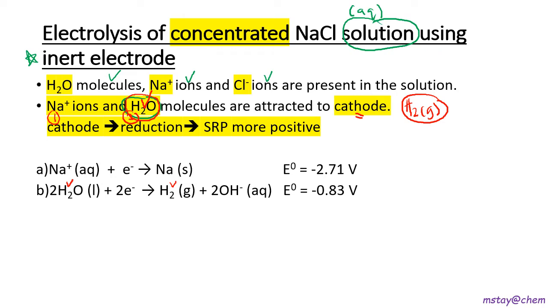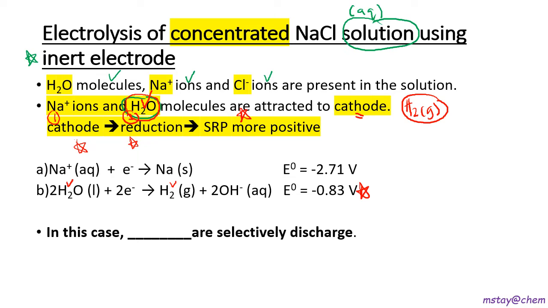So here the statement says that the species with the more positive SRP value will undergo reduction at the cathode. That means now we have two choices, and we are going to choose the one with the more positive SRP value. In this case, negative 0.83 is more positive. So now we can say that water is selectively discharged.